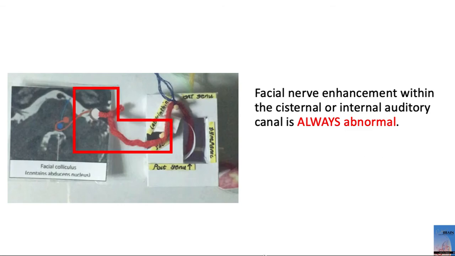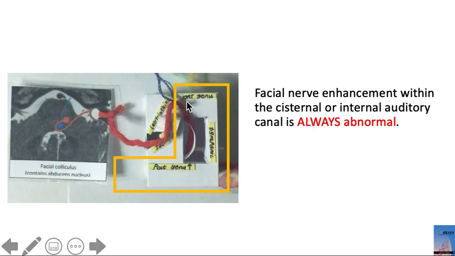So let's take a drawing here. Cisternal or segment within the IAC is abnormal, while normal enhancement can be seen in these segments.